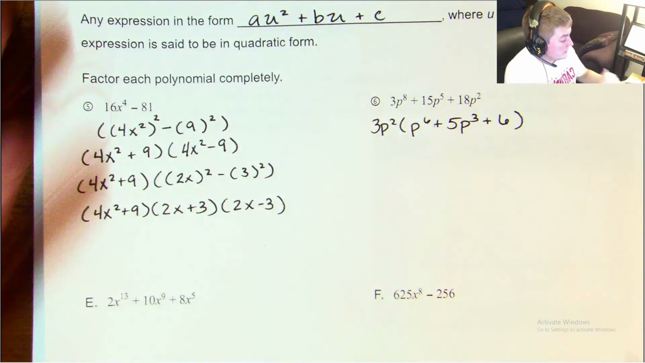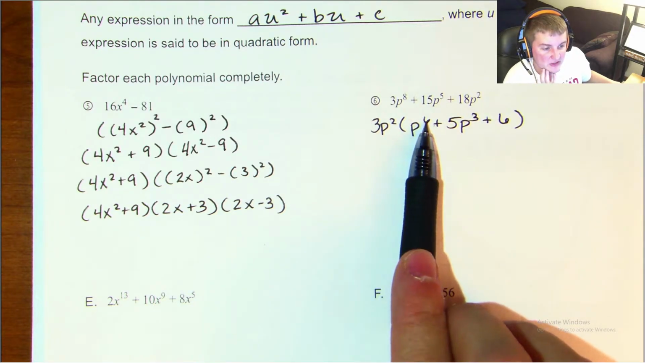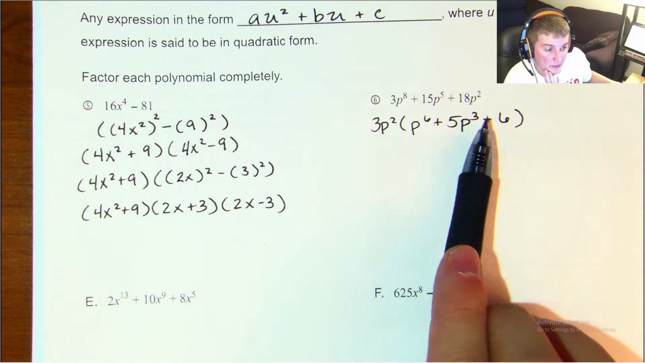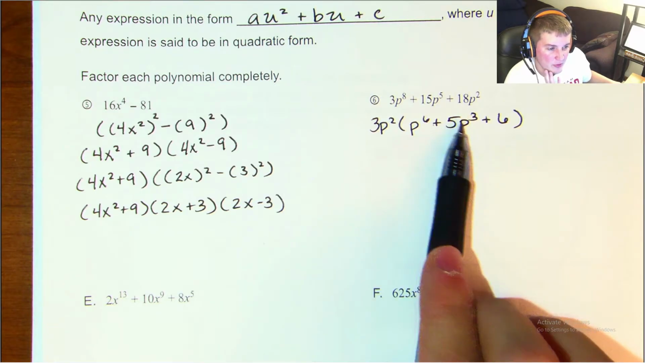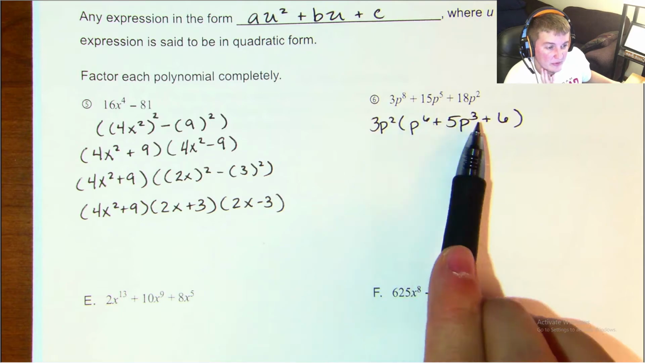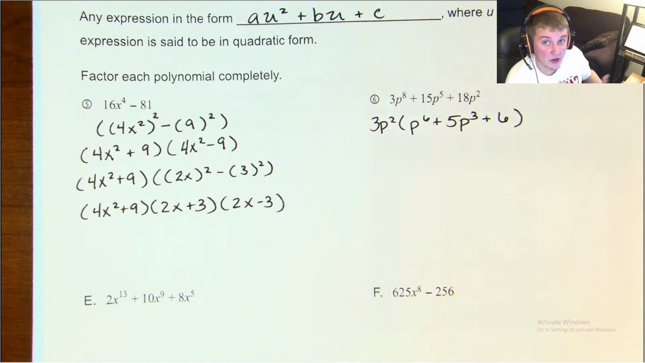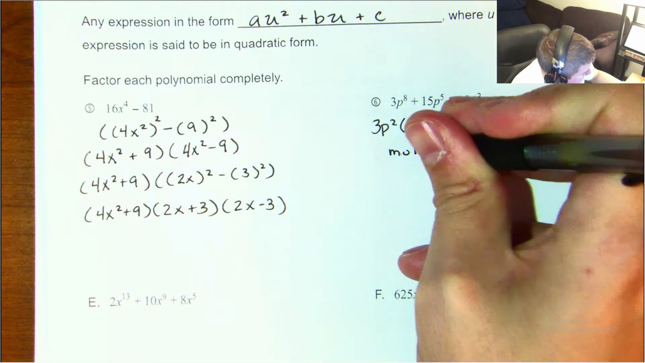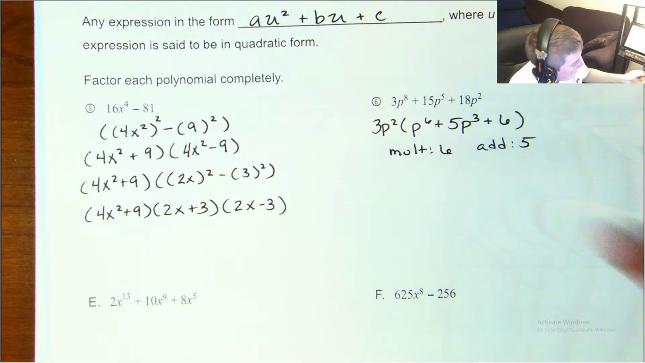Okay. So this is another one that's in quadratic form. If it was quadratic, it would have an exponent of 2, an exponent of 1, and then no exponent. This one has no exponent, 3, and then double that is 6. If this exponent is ever double the other one, you can just treat it like a regular quadratic. Meaning, we just look for numbers that multiply to 6 and add to 5.